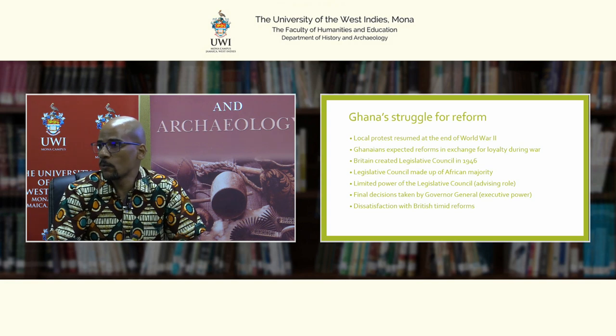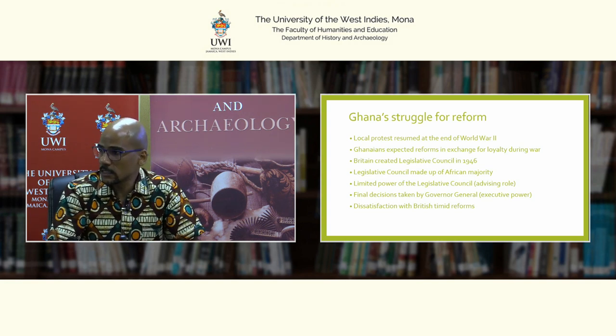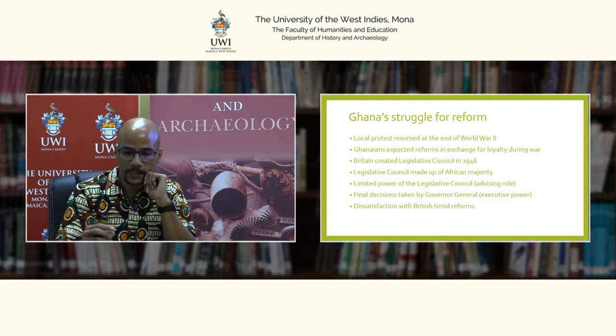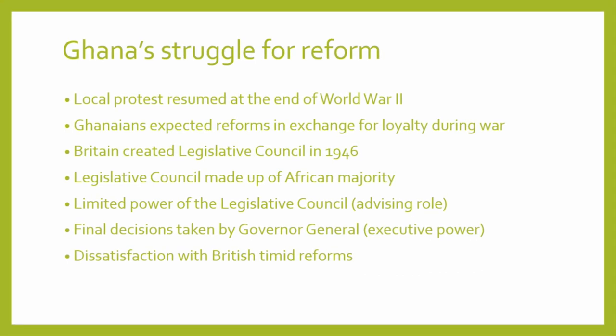In the case of Ghana, what we see is the creation of the Legislative Council, like we'll see in other colonies shortly after, in 1946. In this Legislative Council, there's an African majority. But there are two problems with the Legislative Council in Ghana. One is that it basically has an advising role. The executive power is still controlled by the governor general, right? So that's one main thing.